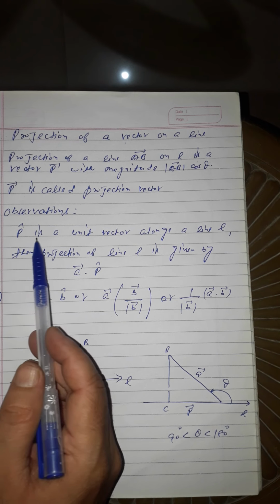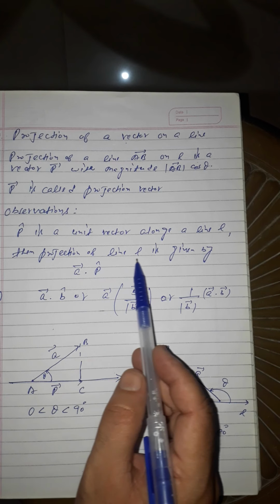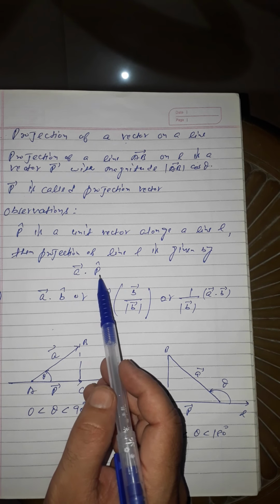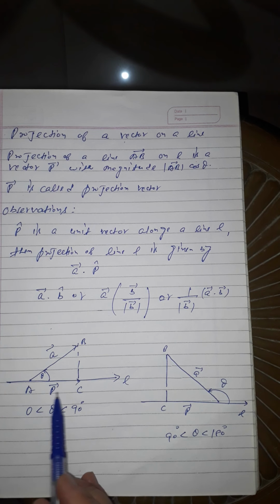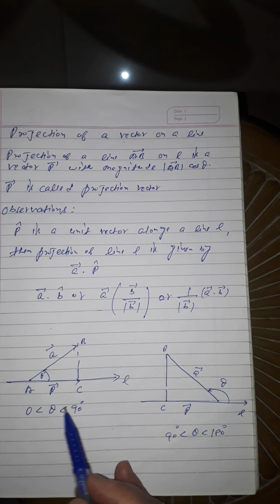So it says unit vector P is a unit vector along a line L. Then the projection on the line L is given by vector A dot with the unit vector P. Right, students? Here through the figure it is given to you. This is the projection vector P. This is the vector AB, vector A, that is given to you.